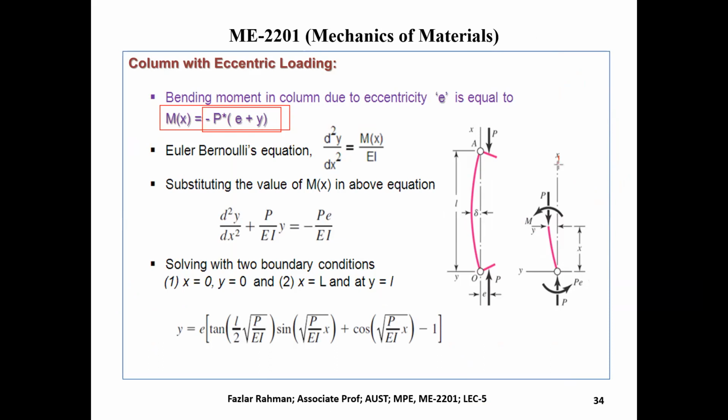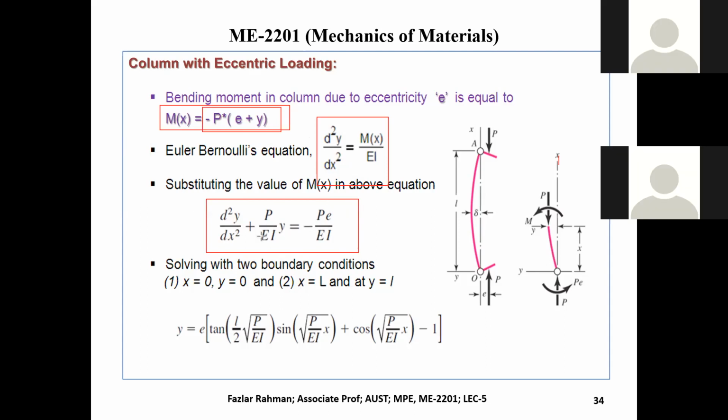Now, our Euler-Bernoulli equation for the beam or column, we have this one. Now this Mx value you put into this equation. Then finally you get this equation. Now this equation you can simplify a little bit. This value you can bring to the left side, and P by e, you can say like that, root over.